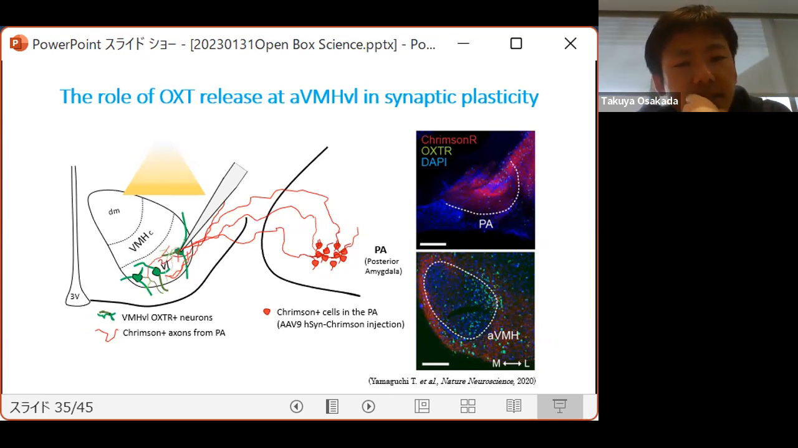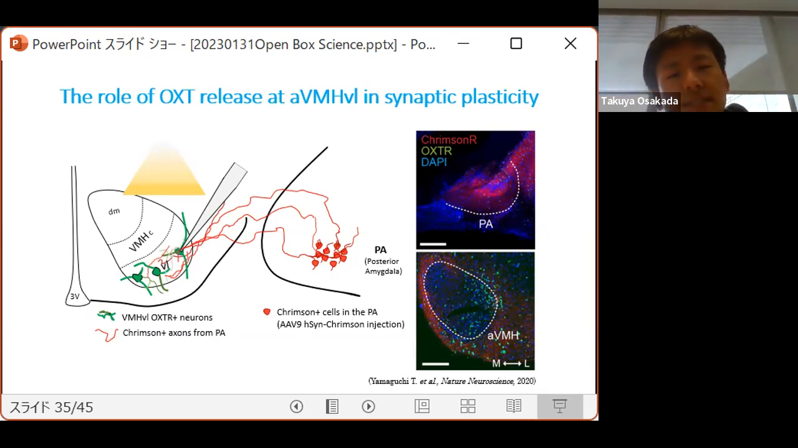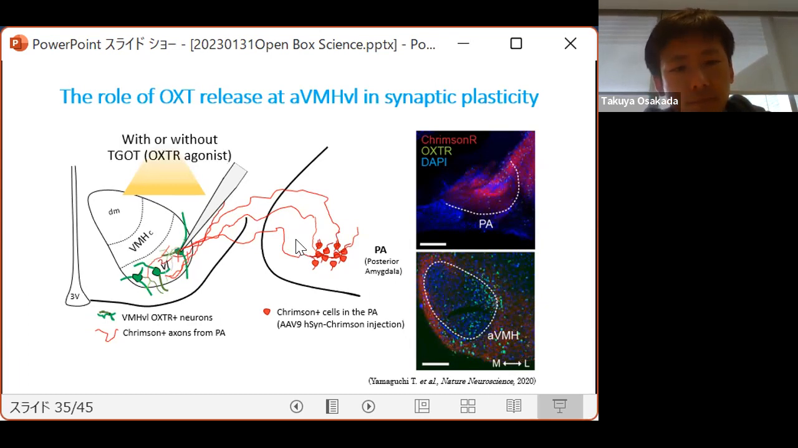The green cells are just the BMHBL population with the reporter line. We wanted to see the plasticity of this synaptic connection from the PA towards the BMHBL, with or without TGOT application. TGOT is an oxytocin receptor agonist. So we want to see the difference with or without the oxytocin effect.